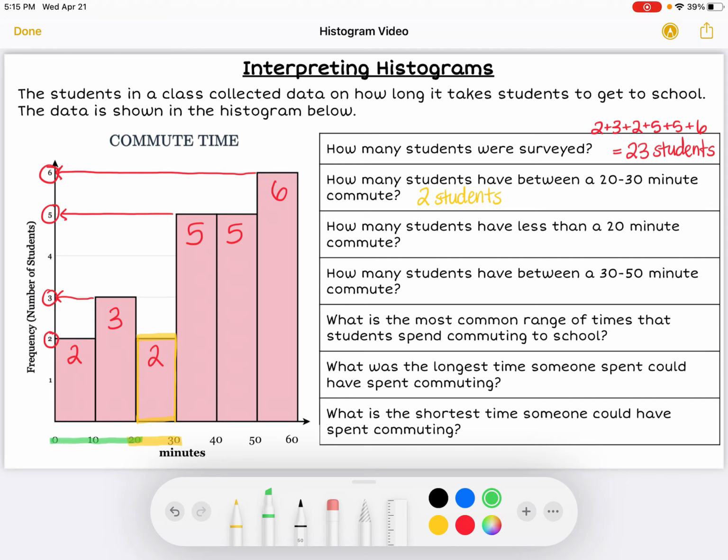So we have 2 bars to the left of 20 representing less than 20. And I'm just going to add up the total number of students in each one. So 2 plus 3 gives me a total of 5 students that have less than a 20-minute commute.